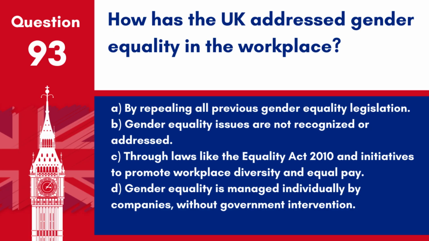Question 93. How has the UK addressed gender equality in the workplace? A. By repealing all previous gender equality legislation. B. Gender equality issues are not recognised or addressed. C. Through laws like the Equality Act 2010 and initiatives to promote workplace diversity and equal pay. D. Gender equality is managed individually by companies without government intervention.